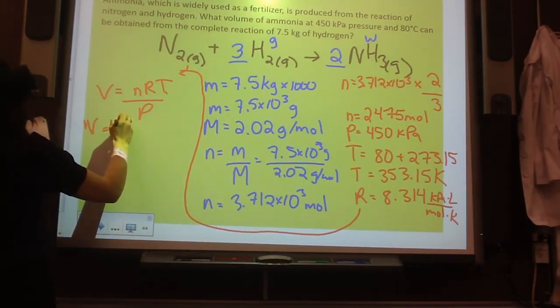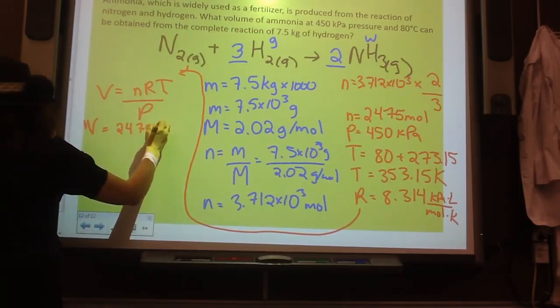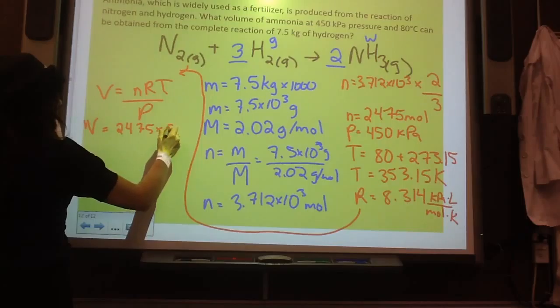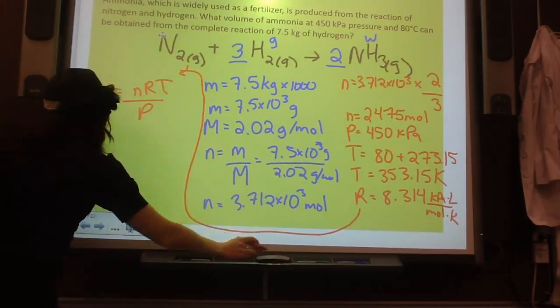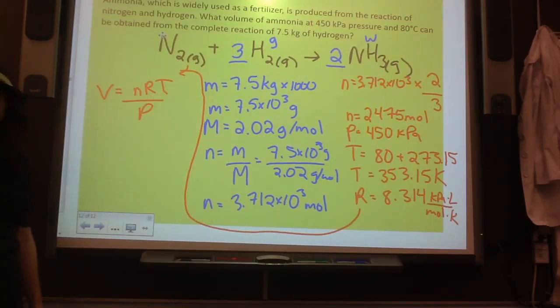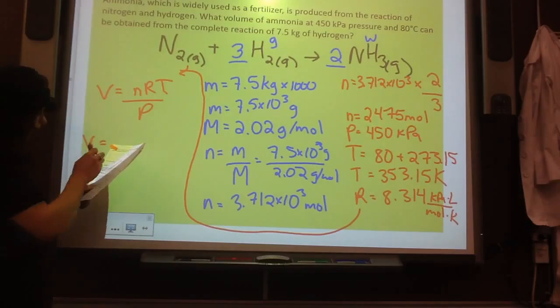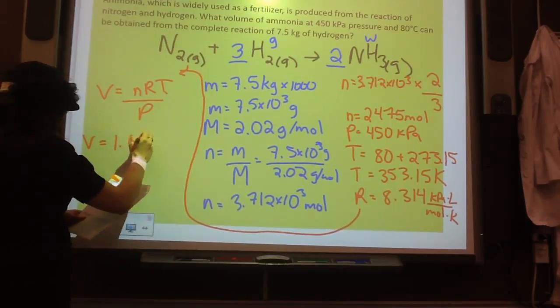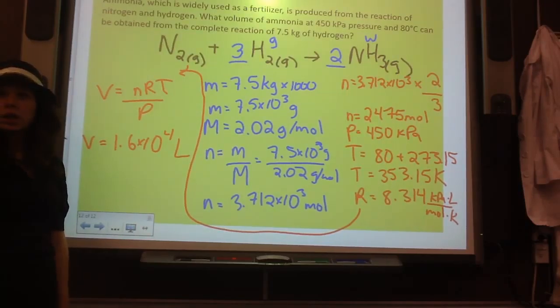So we have 2.5 times by 8. I'm going to run out of room. How do I do this? Can I just write the answer? Okay. So I got 1.6 times 10 to the 4 liters when I put it to sig digs.